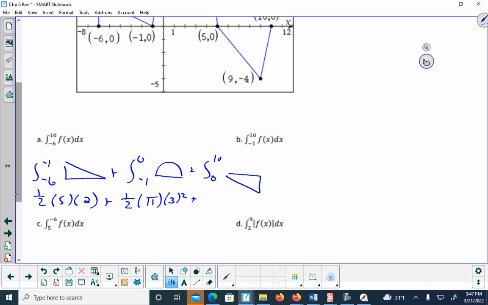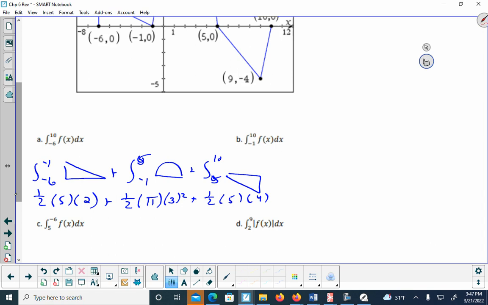And then from 0 to 10, so it's going to be a triangle, 1 half. The base is going to be, oh, no, this is 5. The base is going to be 5, and then the height of that triangle is going to be 4.